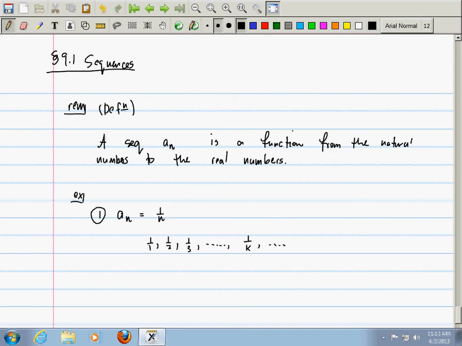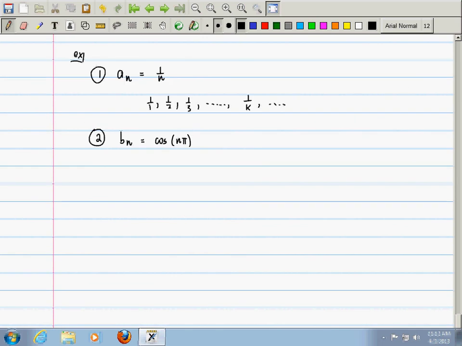Okay, another example, example 2. How about b_n? b_n is, let's think about this, the cosine of n pi. So let's write down several terms of b_n. So what's the first term? The cosine of pi. And what is the cosine of pi? Negative 1. Good.